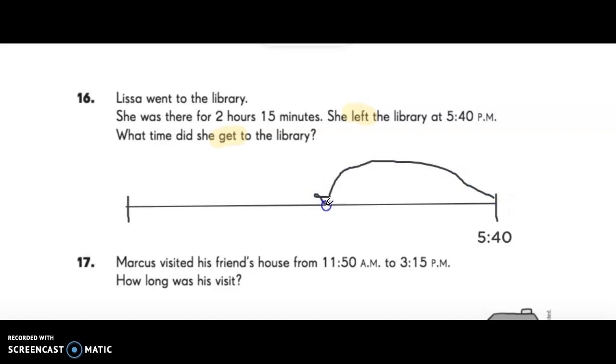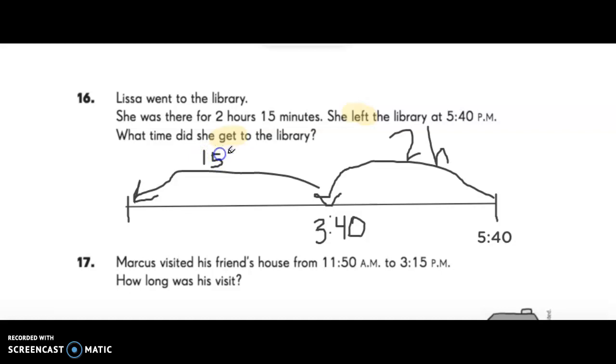So I'm going to jump back those first 2 hours. Okay, and then you want to count back. 1 hour would be 4:40, 2 hours would be 3:40, and then you need to jump those final 15 minutes to get the start time of 3:25 p.m. So this is that final answer.